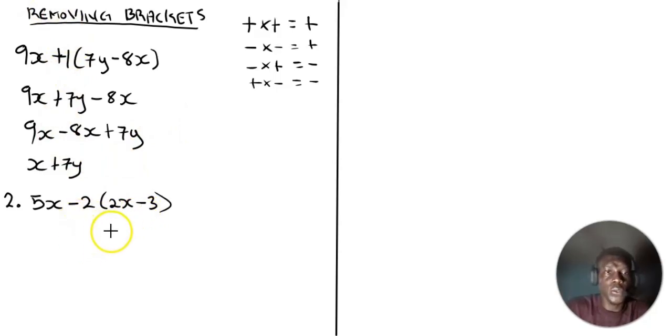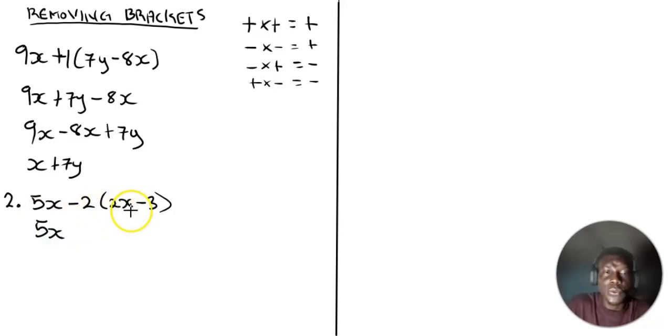So this is question number 2. In this case, as you can see, you have a negative sign outside the bracket. So this negative sign will change all the signs in the bracket. So let's go. We are going to apply these signs we have here. This will help us in opening this bracket. Now we have 5x. Write down the 5x. So let's open the bracket.